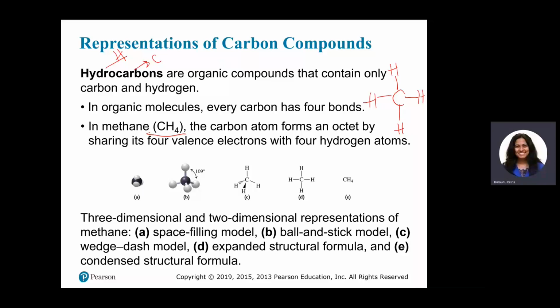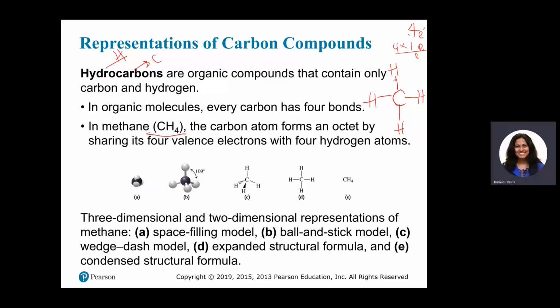Okay, so if we look at the Lewis structure of methane, the carbon atom forms an octet. Carbon has four valence electrons, and each hydrogen will bring one electron. So we have four hydrogens, and altogether the carbon makes an octet around it with the help of the four hydrogens like this.